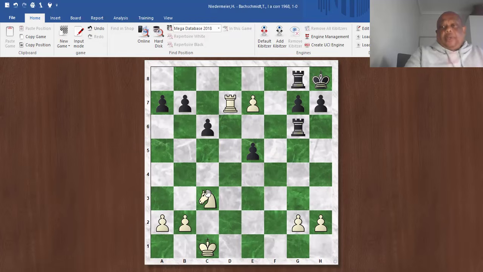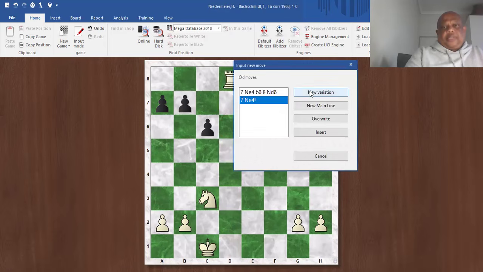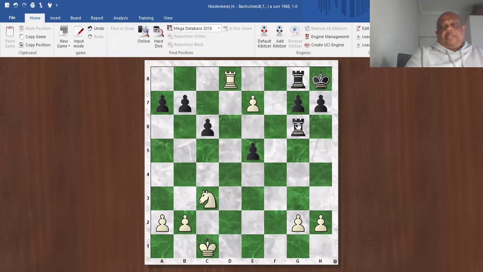What if we go with our original intention of queening the pawn and play rook d8? Rook d8, unfortunately, is not so great because black has got this move, rook e6. And now it's all over. We cannot defend e7. The pawn is going to be lost, and then we're going to lose the game, which would be a tragedy because we are actually winning.